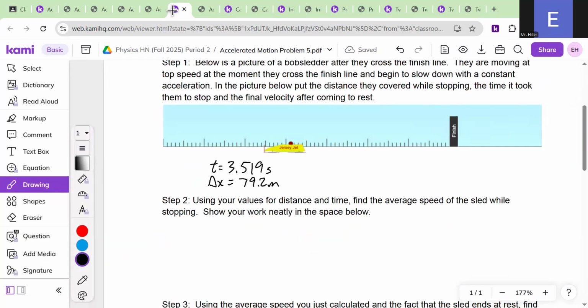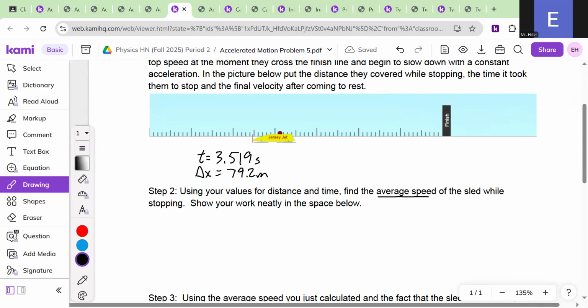Okay, now here's what we got to do. The first part we're going to do is find the average speed. Well, there's two ways to calculate average speed, actually. One is, well, displacement over time. We're going to do that one first.